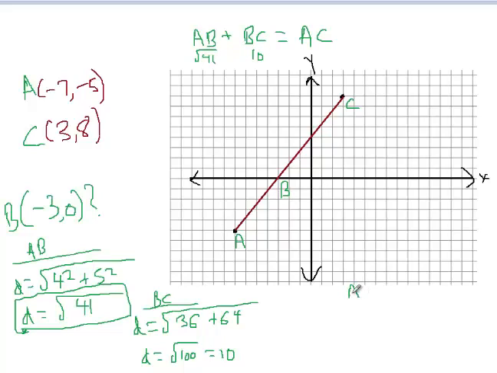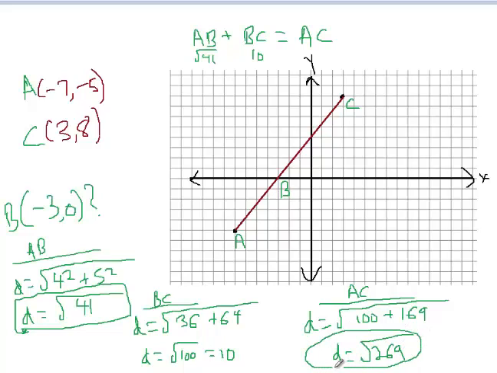Now let's figure out AC to see if it adds up. Between A and C, the distance again is the square root of the change in x squared plus the change in y squared. 3 minus negative 7 is positive 10, so that's 10 squared, which is 100. Plus 8 minus negative 5, that's 8 plus 5, 13. 13 squared is 169. So d equals the square root of 269.